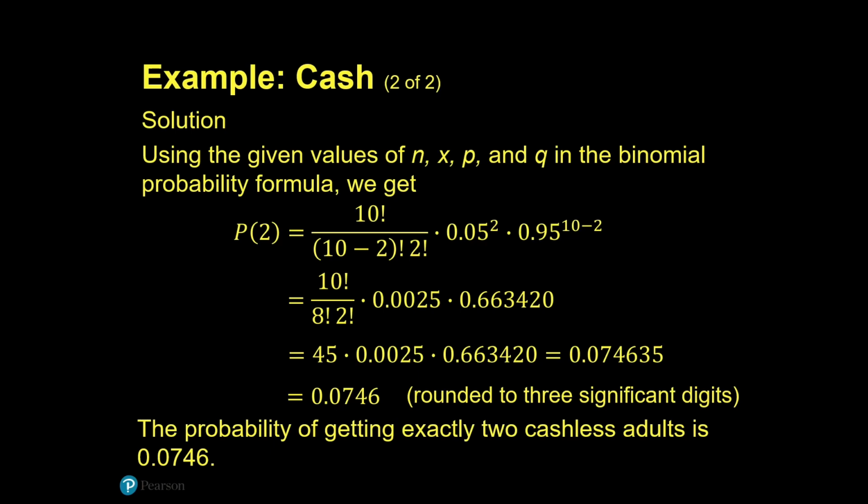Okay, and if you're wondering what that means, you can always convert it to a percentage. So that would be the same as a 7.46% chance that out of 10 randomly selected adults in that survey, exactly 2 of them said that they were cashless. Okay, cool.